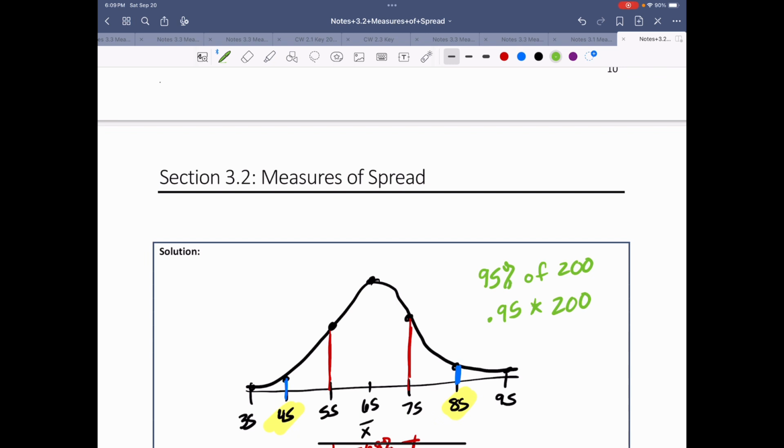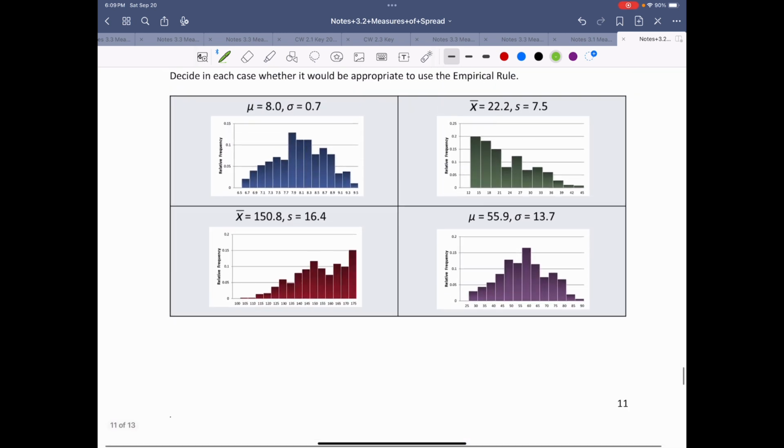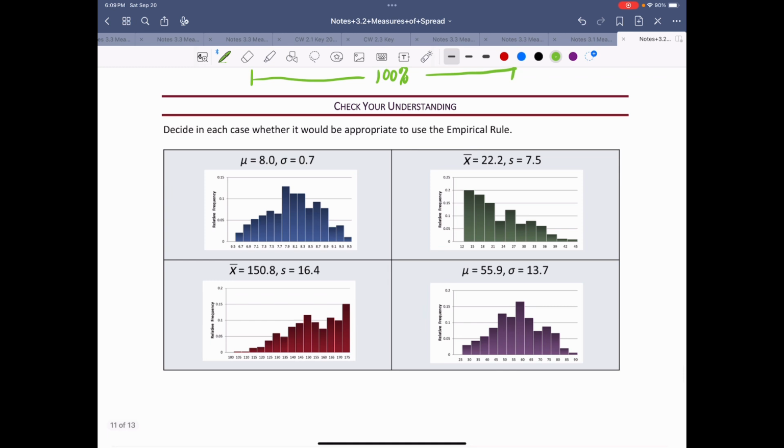And I get about 190 students. Pause the video and I want you to tell me, in each case, whether it would be appropriate to use the empirical rule. And I'm going to tell you it doesn't matter about mu and sigma, it matters about the shape.